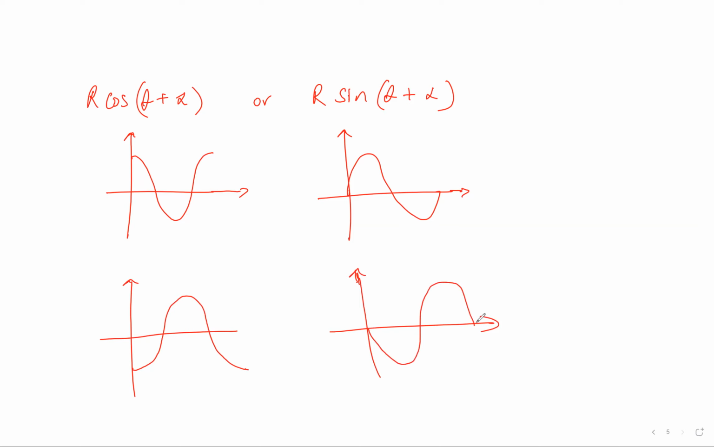Okay, so what I'm trying to say is that there will be circumstances where this will become your negative r sine theta plus alpha. Do you get what I mean or not? And this is negative r cosine theta plus alpha. Yeah, I hope you get this idea. These are the four typical graphs, or four different scenarios, that you will come across.